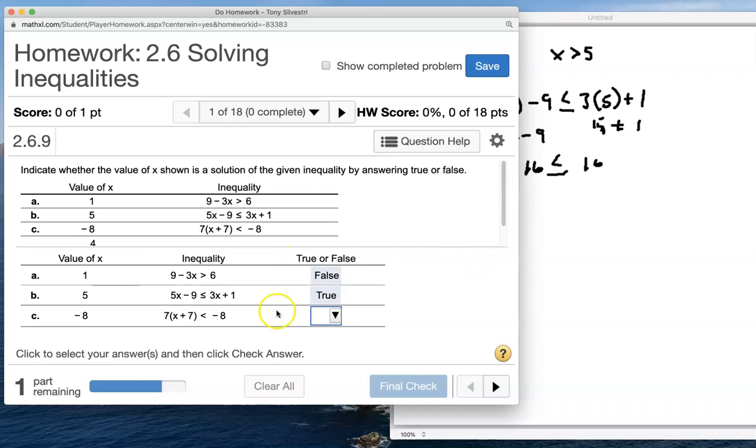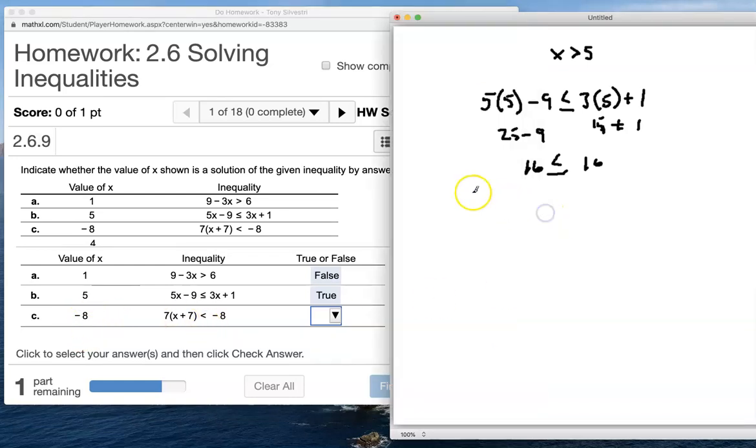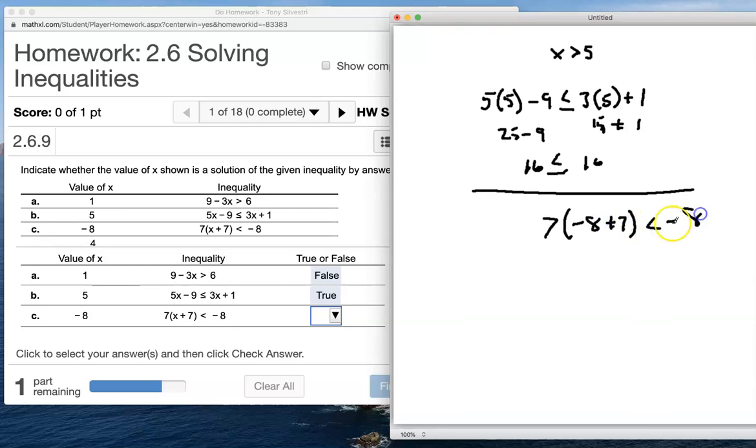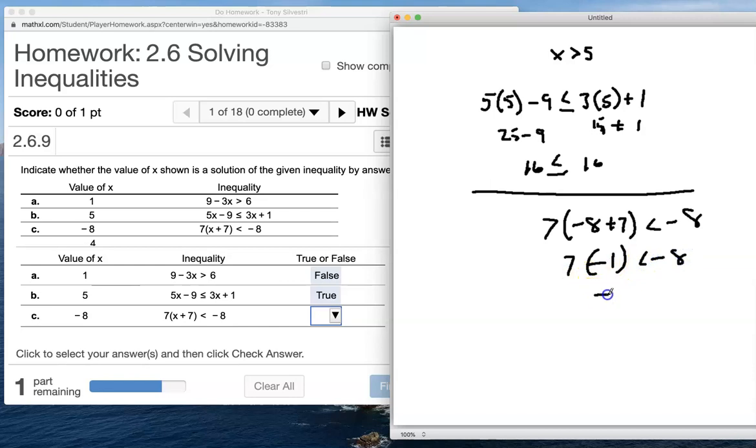Let's see what the next one is. What they want you to do is plug in negative 8 for x. Let's do it over here. Negative 8 plus 7 is less than negative 8. You have to do the parentheses first. Negative 8 plus 7 is negative 1, and those parentheses indicate a value. Then negative 7 is less than negative 8?